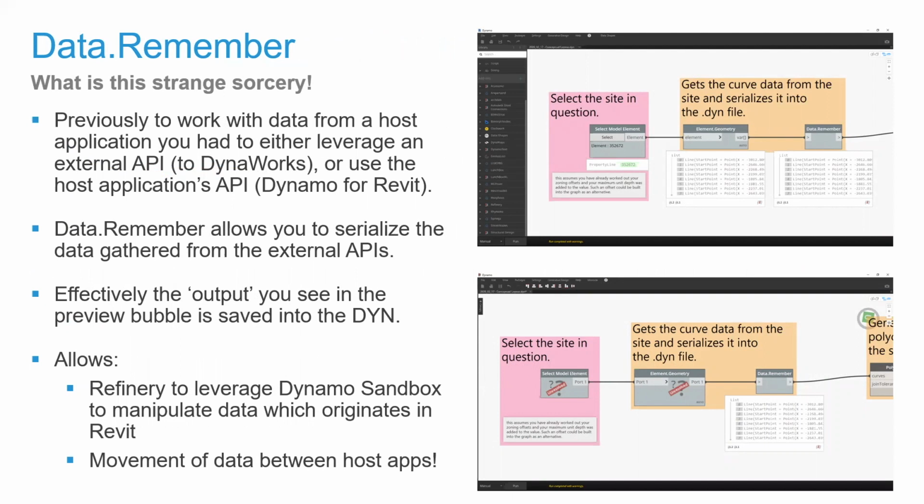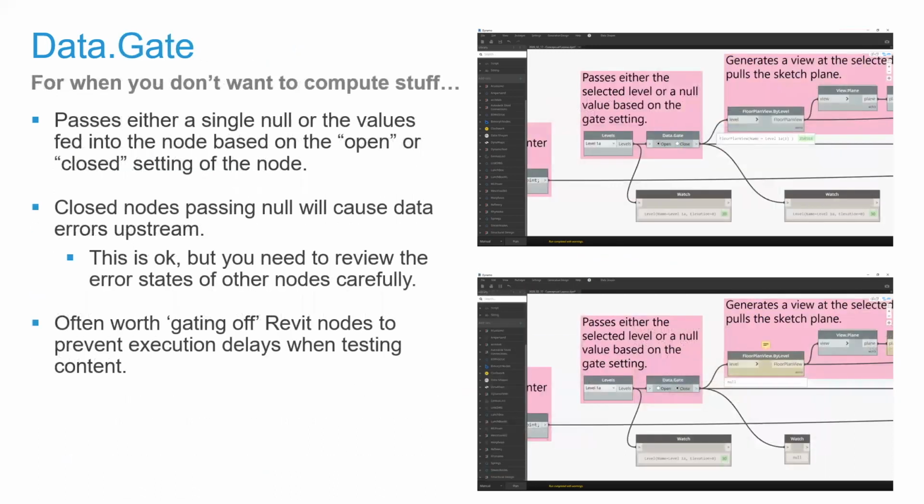But because the data remember node actually serializes all that data that we feed into it, into the DYN itself, whatever that data is, if Dynamo can read it, it will remember it. It gets serialized into the DYN, so now I have access to that even though I don't have access to Revit, okay? Which is really cool. This does allow you to move stuff between host applications. So if you guys are working in Civil 3D or whatever else and you want to move stuff over into Revit, this is a great way to circumvent the system.